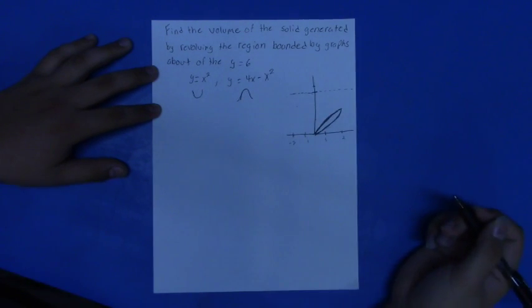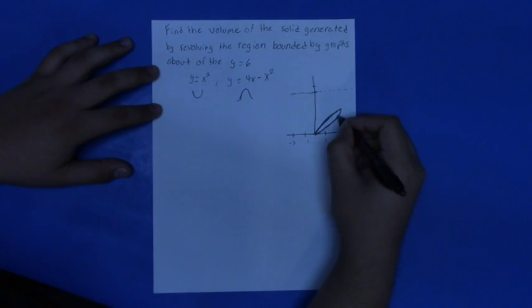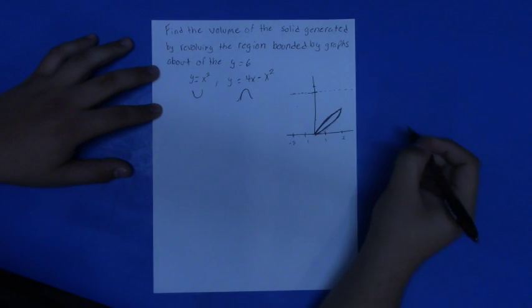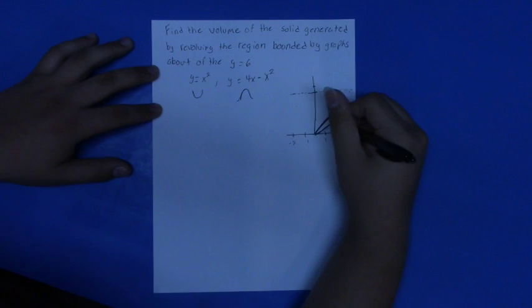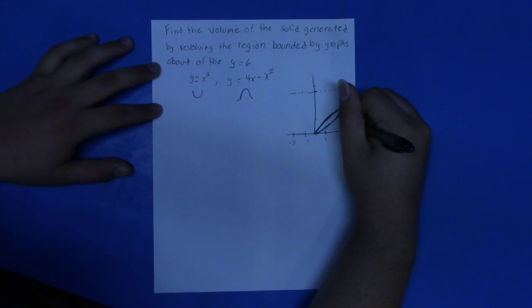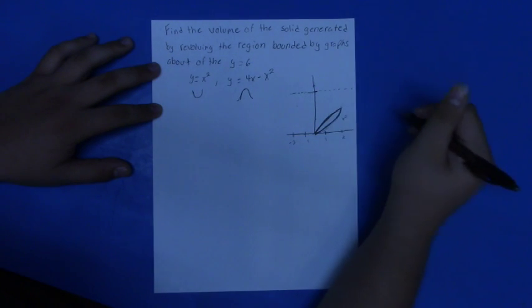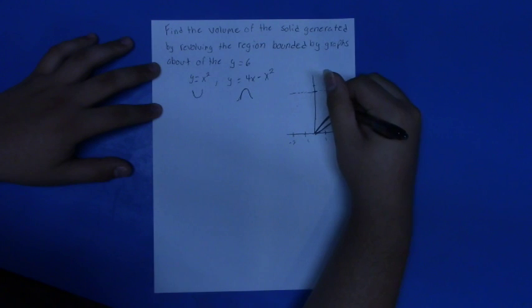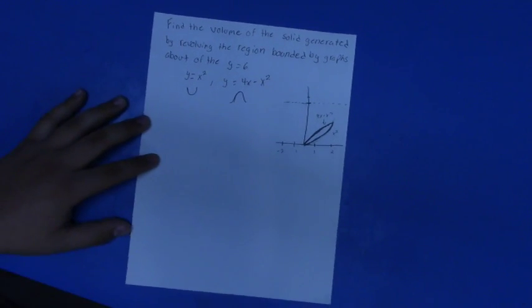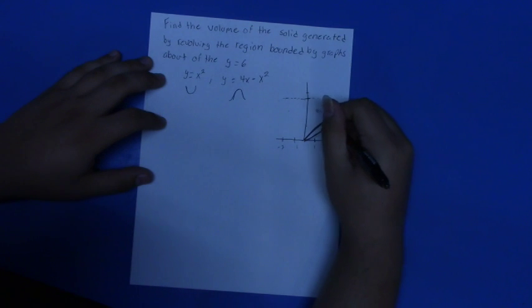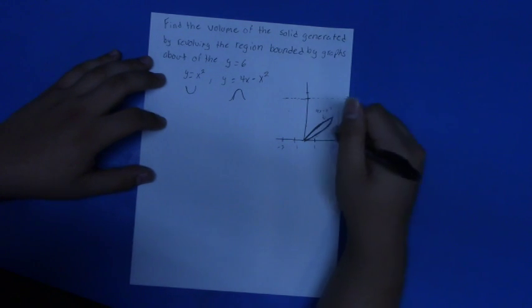So this bottom function here resembles an x squared, a normal upright parabola. So it's best to assume that this would be the bottom function. This function down here is x squared, and the top function here would be 4x minus x squared. All right, so now we have identified the functions: 4x minus x squared is the top, x squared is the bottom.